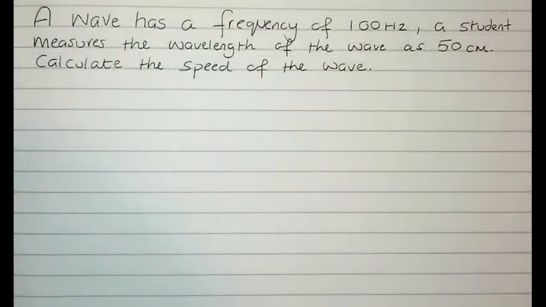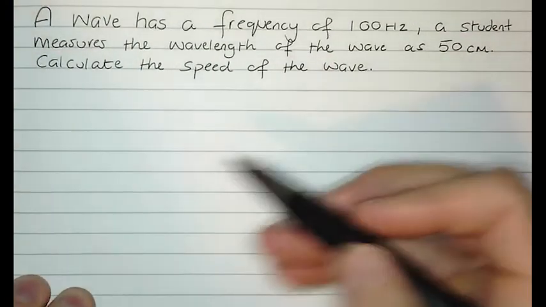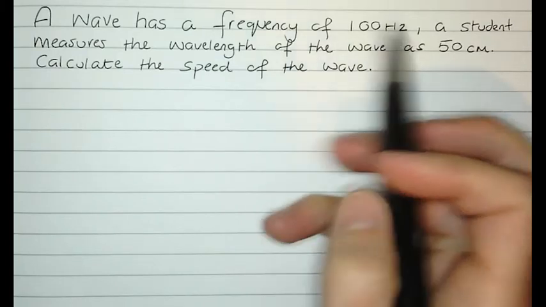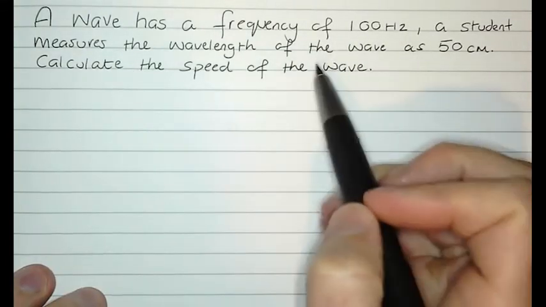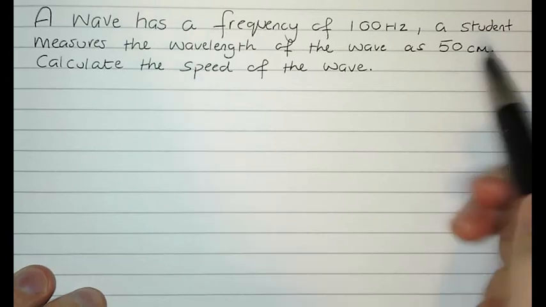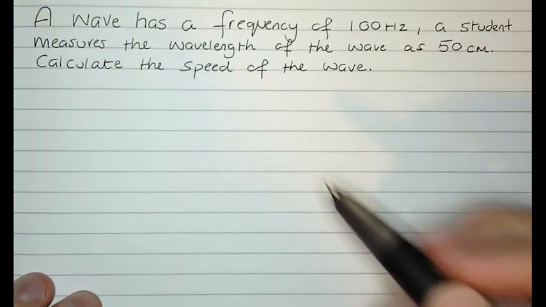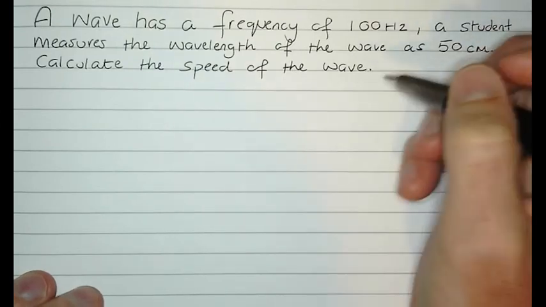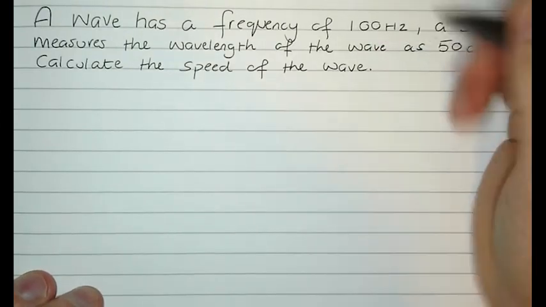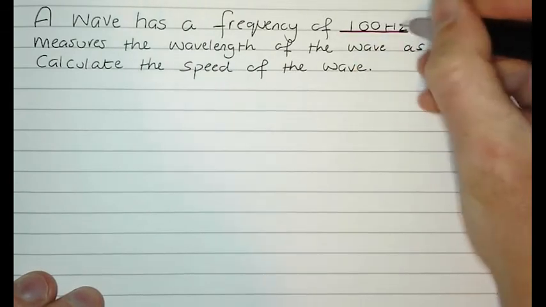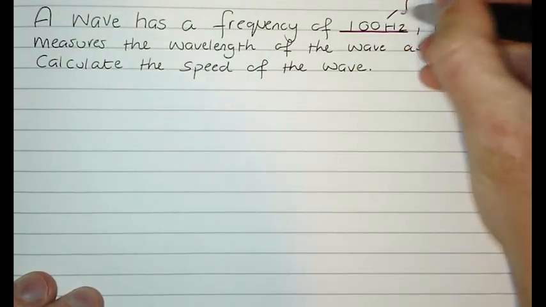One more very similar problem. So remember, read the question. A wave has a frequency of 100 hertz. A student measures the wavelength of the wave as 50 centimeters. Calculate the speed of the wave. Next step, to extract the data. So we're going to underline any numbers and their units. So the first thing we've got is 100 hertz. Hertz is frequency. So that one's frequency.